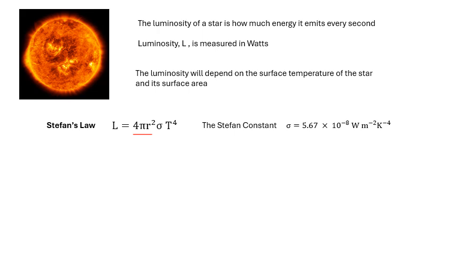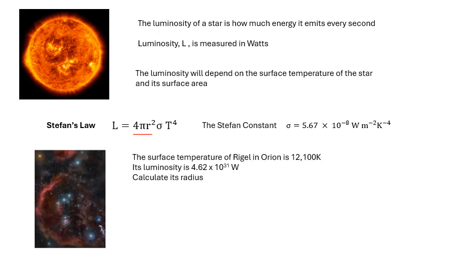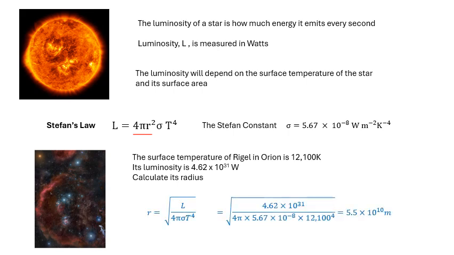Having said all of that, there's a little sum for you to do. It says in the specification, using this to calculate radius, so this is probably what you're going to have to do. Have a go at this. And the answer is, there you go, 5.5 times 10 to the 10 meters. Very often the luminosity is given compared to our sun, by the way.